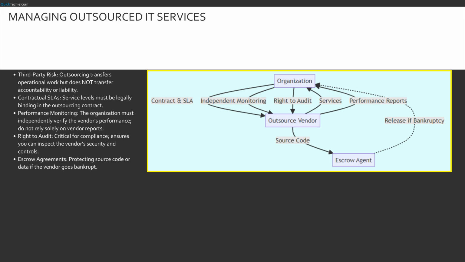This diagram maps the outsourcing relationship. The organization manages the vendor through a contract and SLA. While the vendor provides services and reports, the organization must apply independent monitoring and exercise the right to audit. The side branch shows the escrow agent holding the source code, which is released to the organization only in a specific trigger event like bankruptcy.